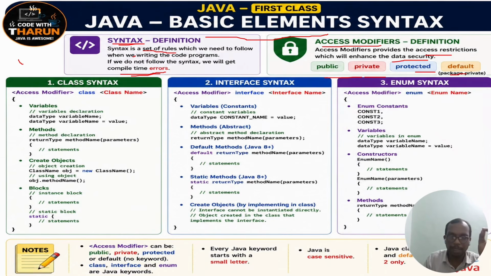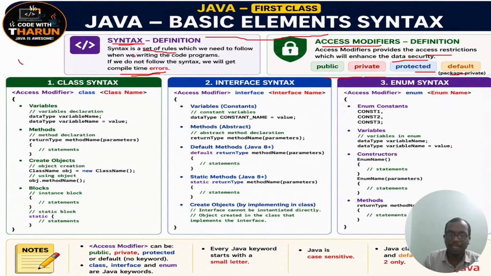First one is public. Public means everyone can access it. Suppose, for example, we take a college notice board. Every student can read it. Similarly, public means accessible everywhere.